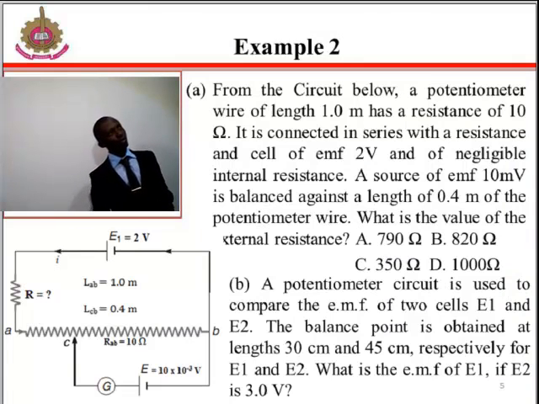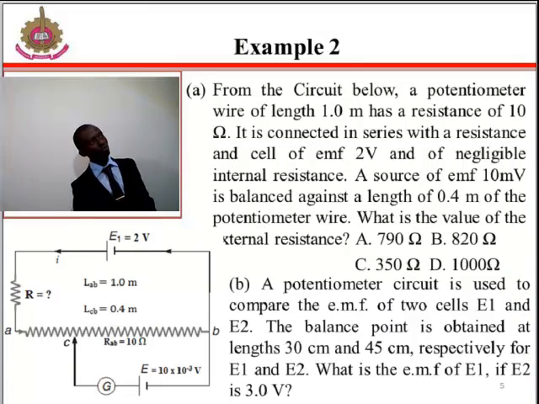Example 2a. From the circuit below, a potentiometer wire of length 1.0 meter has a resistance of 10 ohms. It is connected in series with a resistance and a cell of EMF 2 volts and of negligible internal resistance. A source of EMF 10 millivolts is balanced against a length of 0.4 meter of the potentiometer wire. What is the value of the external resistance?